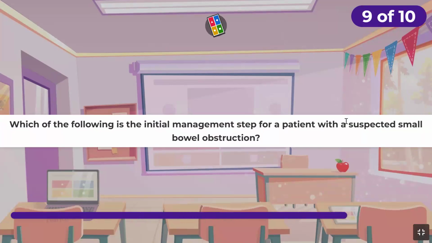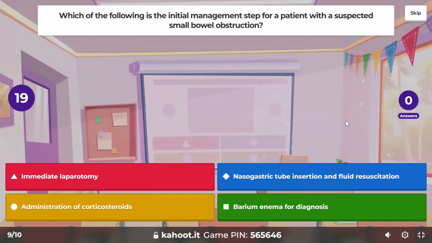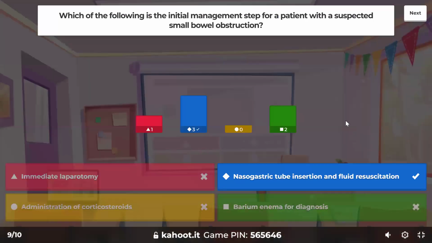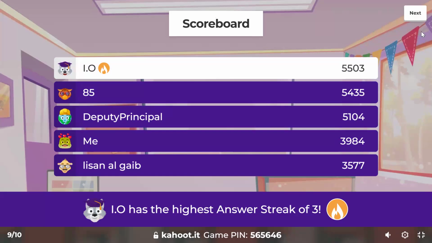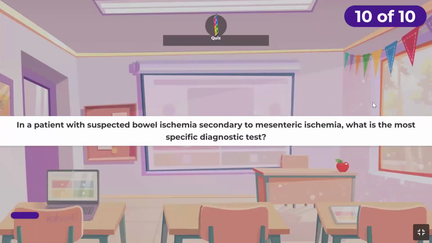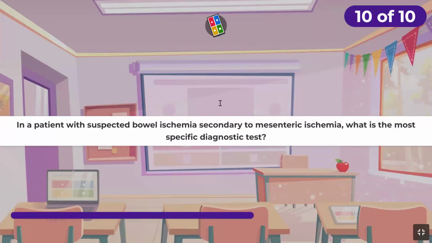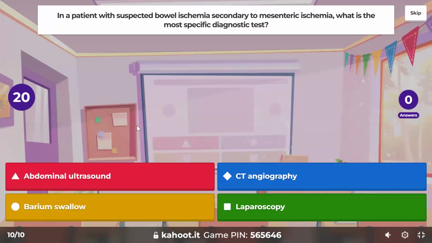Which of the following is the initial management step for a patient with a suspected small bowel obstruction? So the initial management, guys, okay. So nasogastric tube insertion and fluid resuscitation. IO is on fire at the top of the leaderboard. And our final question. In a patient with suspected bowel ischemia secondary to mesenteric ischemia, what is the most specific diagnostic test?